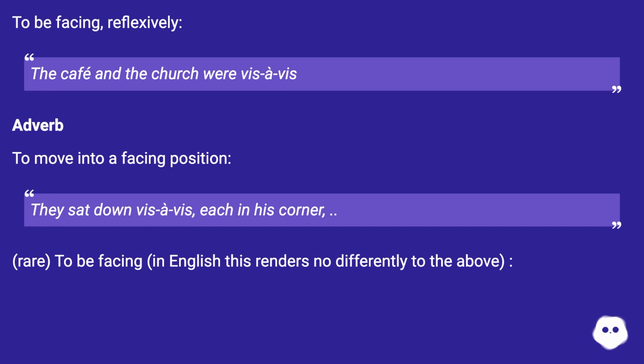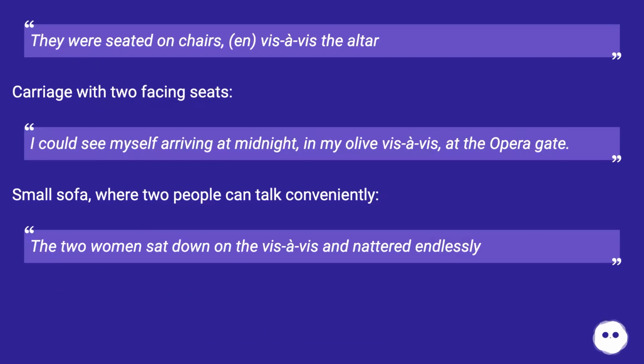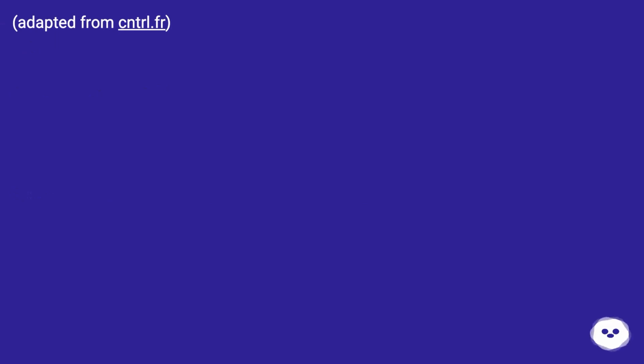Adverb. To move into a facing position. They sat down vis-à-vis, each in his corner. Rare, to be facing; in English this renders no differently to the above. They were seated on chairs, en vis-à-vis the altar. Carriage with two facing seats. I could see myself arriving at midnight, in my odd vis-à-vis, at the opera gate. Small sofa, where two people can talk conveniently. The two women sat down on the vis-à-vis and chatted endlessly. Adapted from Larousse.fr.